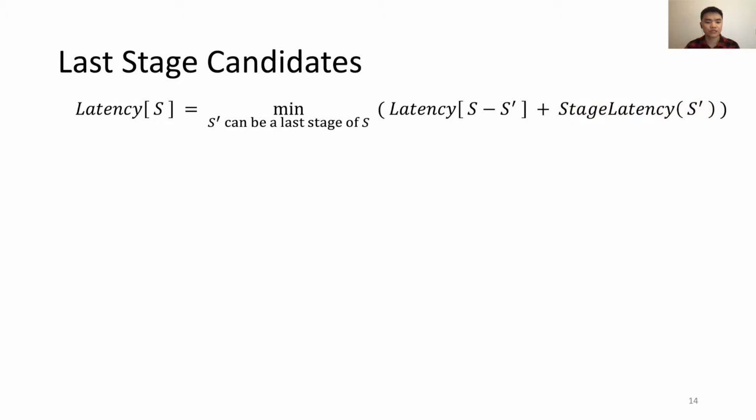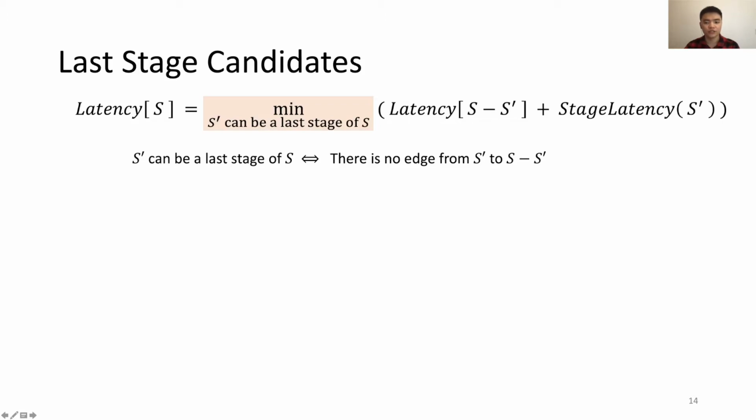Then let's have a look at another component. How can we determine whether a stage S prime can be a last stage of S? We find that S prime can be a last stage of S if and only if there are no edges from S prime to S minus S prime. This is because we have to finish all operators before the last stage first.